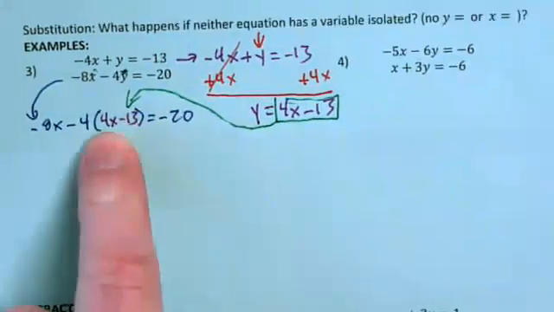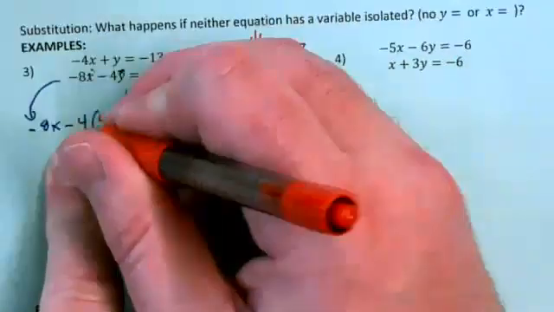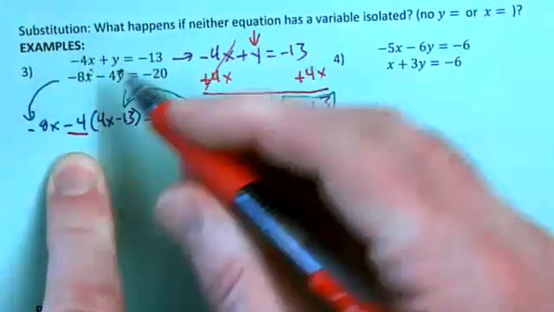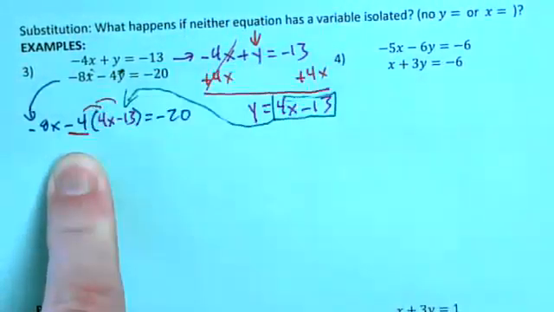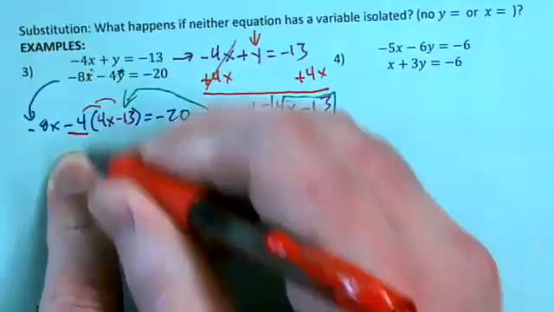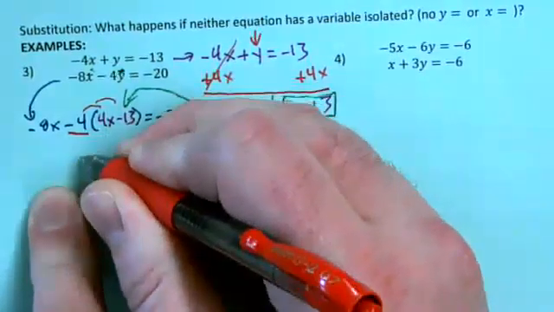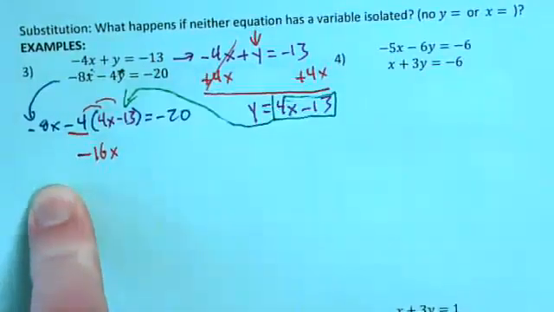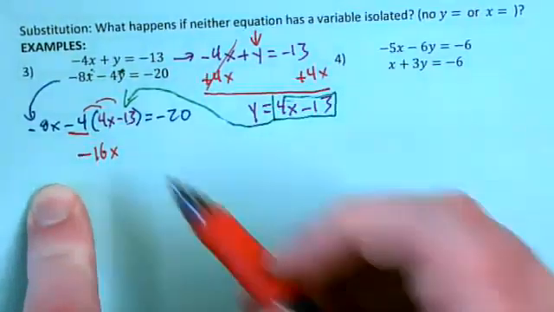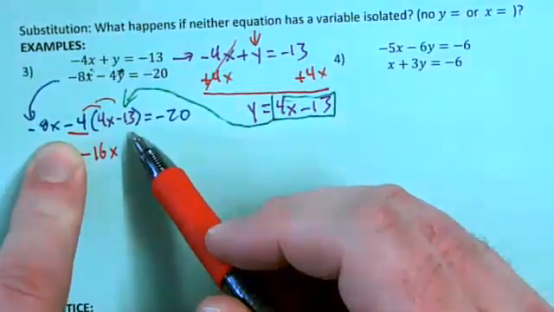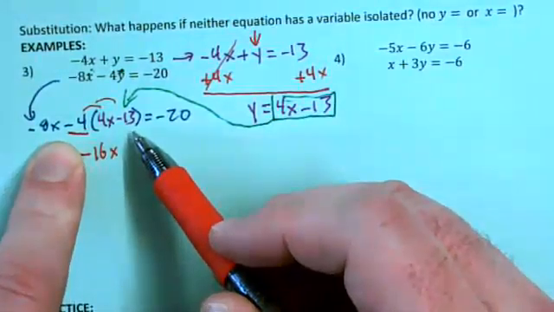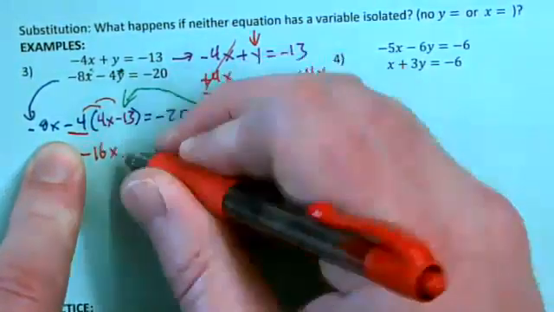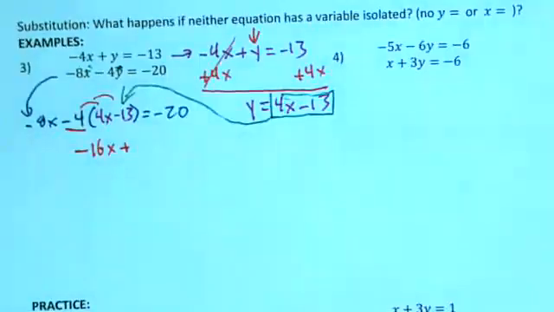Okay, I don't like these parentheses, so we'll get rid of those. I'm going to be really careful because I got a negative number that's multiplying here, so watch your signs. Negative times a positive is going to be a negative. 4 times 4 is 16, and we got an x in there. And then I got negative 4 times negative 13. Is that a plus or a minus? Negative times negative is a plus. Who knows what 4 times 13 is? 52, thank you.